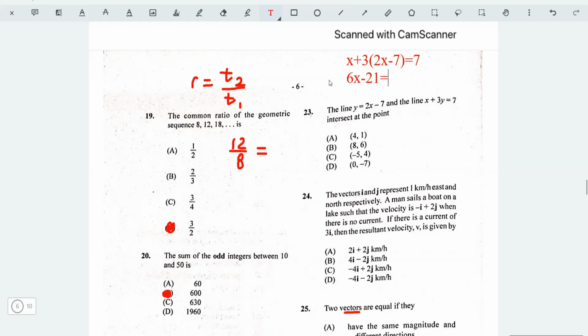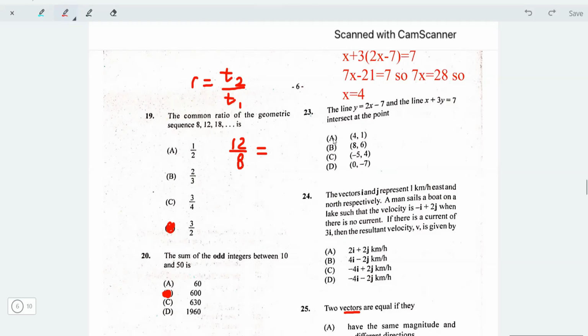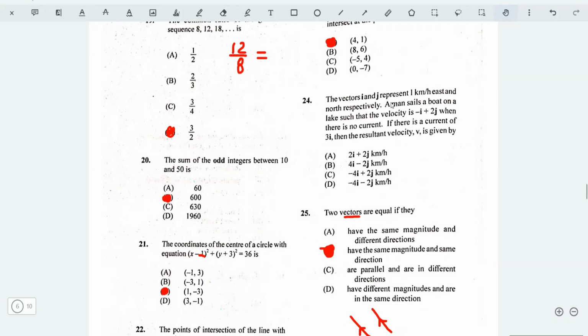Oh, sorry, this is 7x because x plus 6x is 7x. 3 times minus 7 is minus 21. So that means that 7x equal 28. And so x equal 4. Since x equal 4, we can plug in 4 here to find y. Y is 1. Easy.